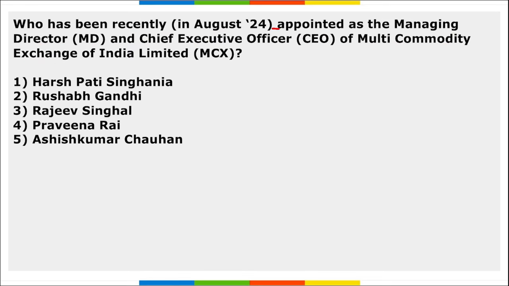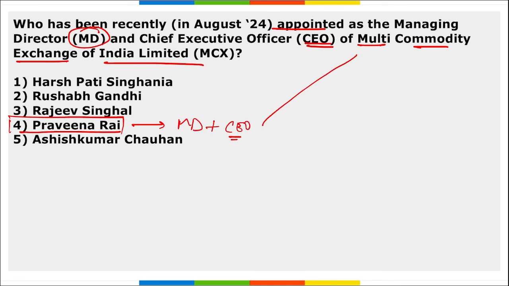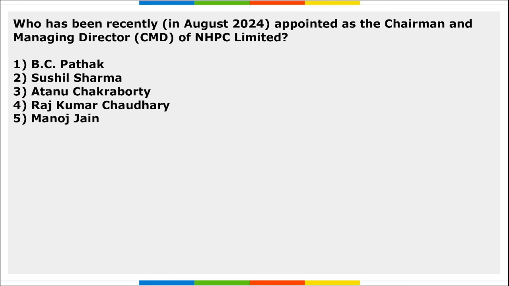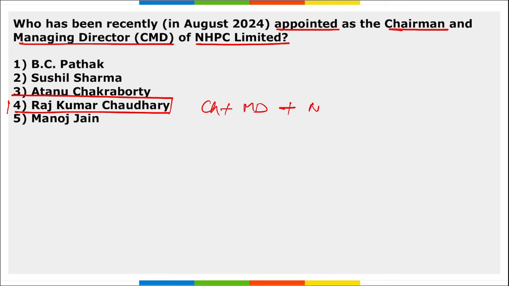Next, who has been recently appointed as the Managing Director and Chief Executive Officer of Multi Commodity Exchange of India Limited? So, Praveena Rai, right, has been appointed as the Managing Director and Chief Executive Officer of Multi Commodity Exchange of India Limited. Next, who has been recently appointed as the Chairman and Managing Director of NHPC Limited? So, Raj Kumar Chaudhary has been appointed as the Chairman and Managing Director of NHPC Limited.